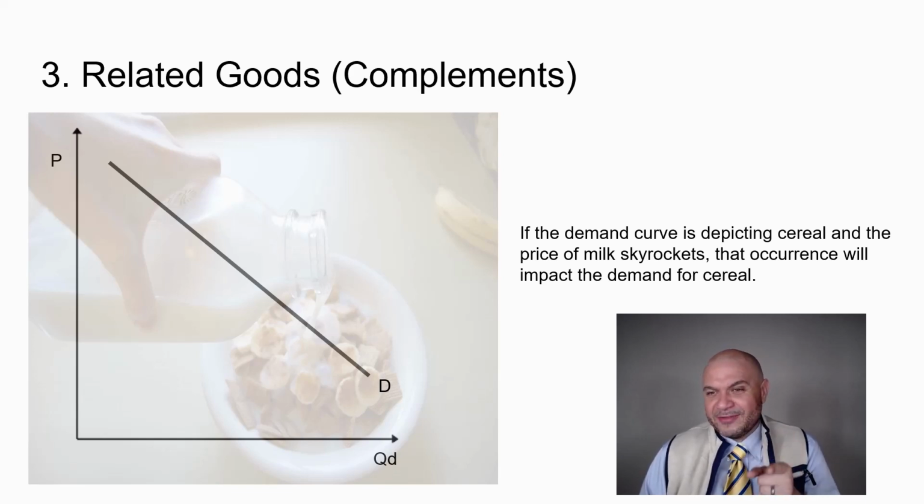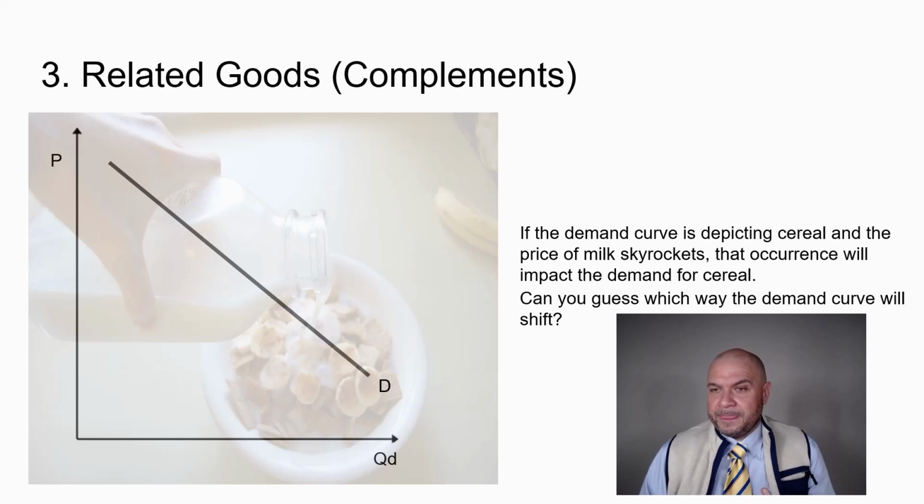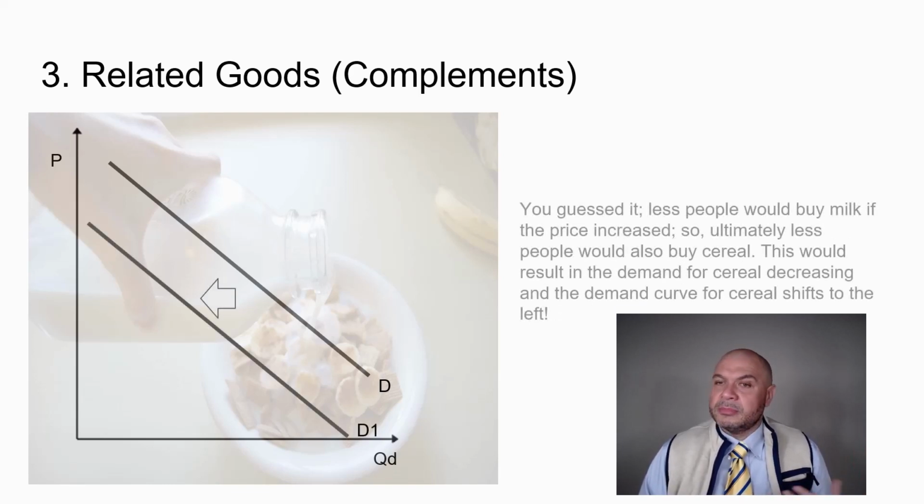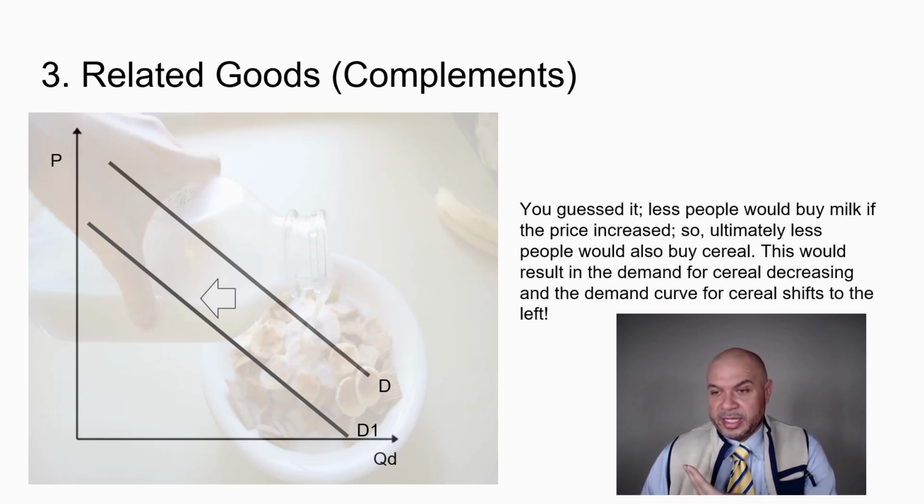Now, when the price of milk skyrockets, what does that mean? Are more or less people buying milk? Less people are going to be buying milk, right? So that means if less people are buying milk, less people are also buying cereal because they are complementary goods. So in that case, what's going to happen to our demand curve? It's going to shift to the left. So demand for cereal is going to decrease because the price of milk increased. Less people are buying milk, which means less people are going to buy cereal, right?